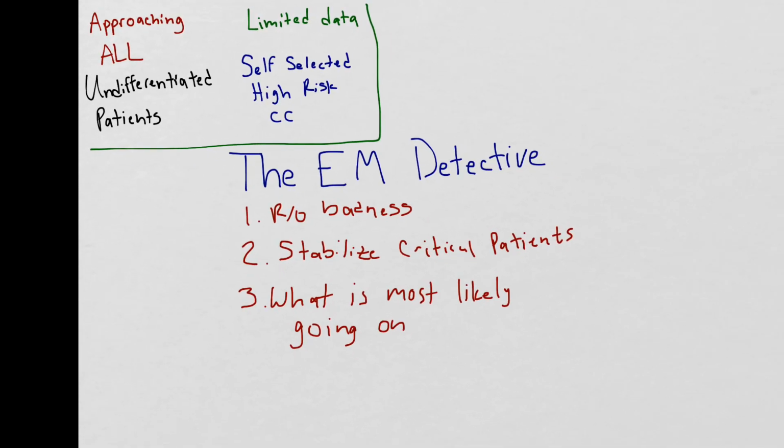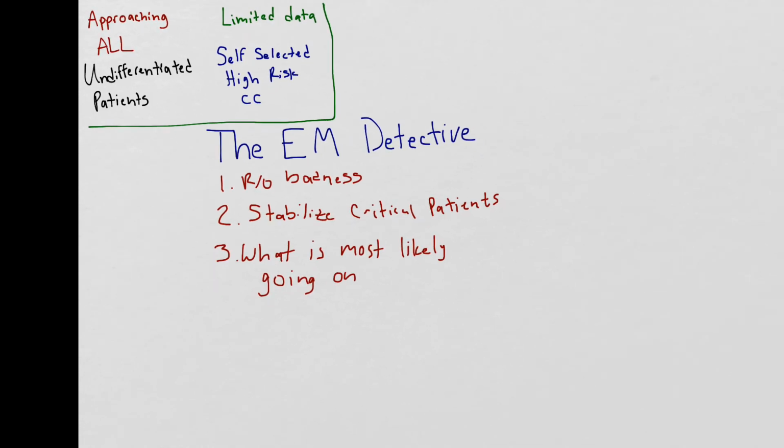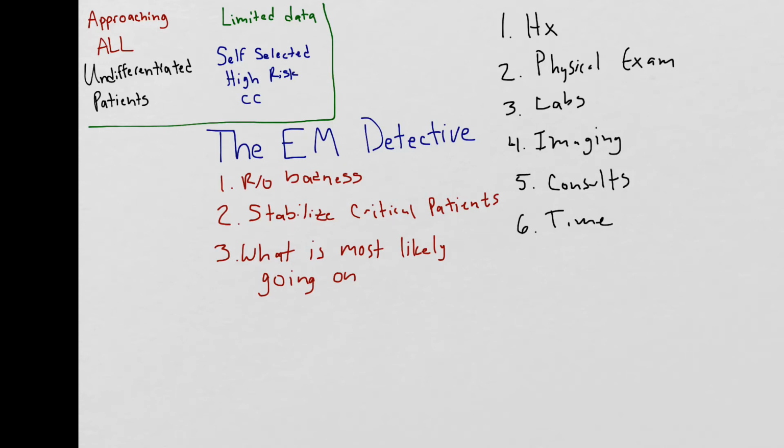And there's only 6 ways to do this. There are only 6 things that you can use as clues to try to solve a case. You have your history, your physical exam, labs, imaging, consults or consultants, and time, observation periods. And we can add chart review as 6A. That's it. This is all we get in order to solve our case.